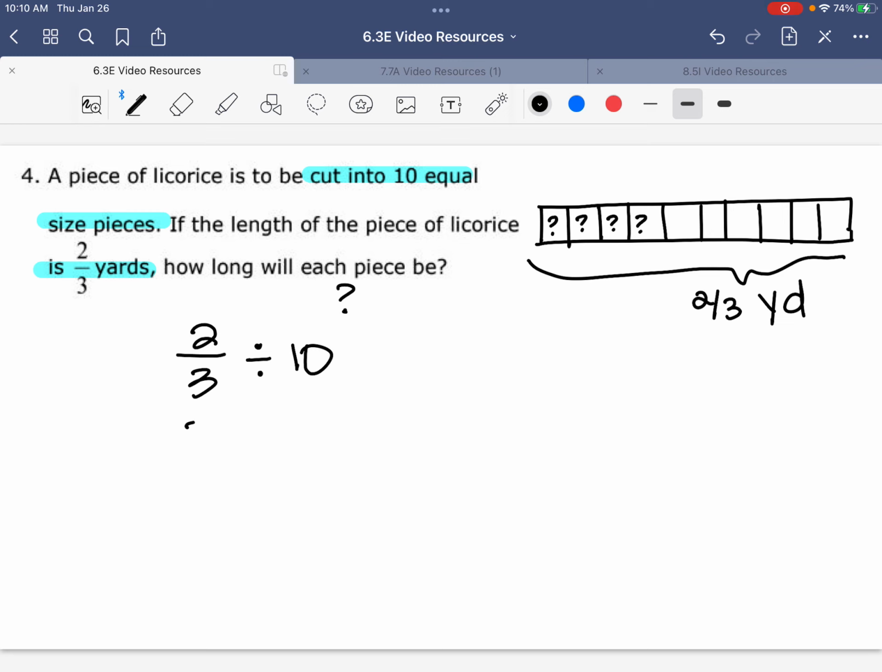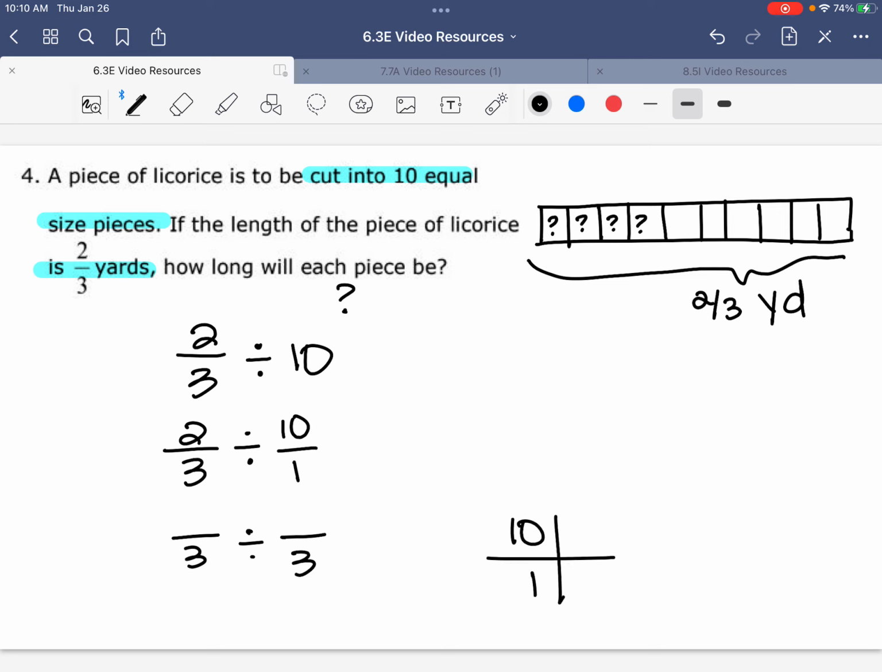So I'm going to write this as 2/3 divided by, because 10 is a whole number, I know that I can write it over 1, because 10 divided by 1 is still 10. And I need my common denominators to do the division. So I need a denominator of 3. So 10 over 1 scales up by 3 to become 30 over 3. So I have 2/3 divided by 30/3.